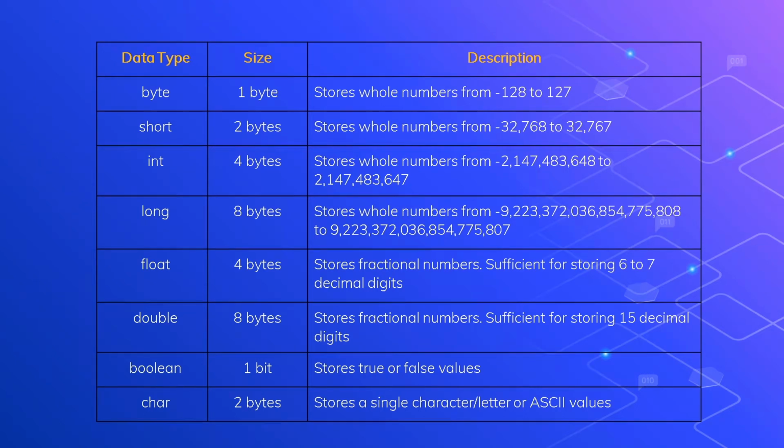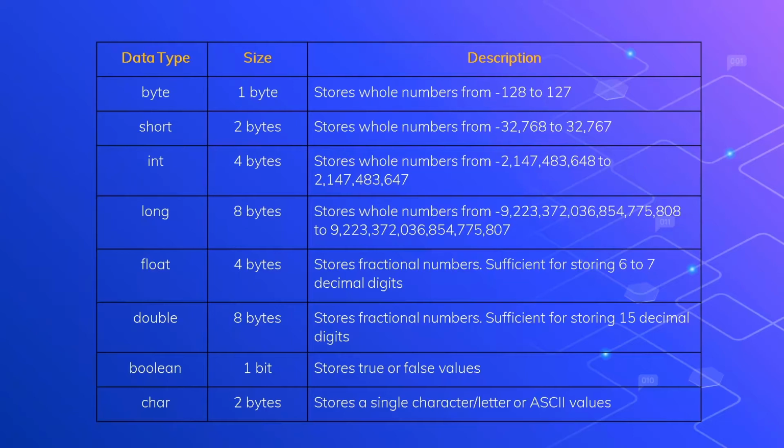So normally, what we use for numbers, for example, is int. We also often use long. And if there is a decimal point, what we often use is double. Okay? And boolean for true or false, and char for a single character.